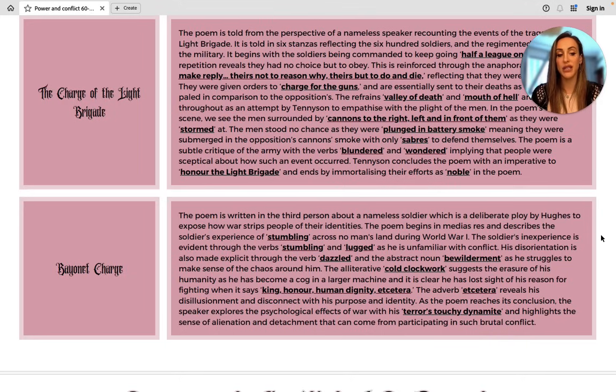As the poem reaches its conclusion, the speaker explores the psychological effects of war with his "terror's touchy dynamite" and highlights the sense of alienation and detachment that can come from participating in such brutal conflict.